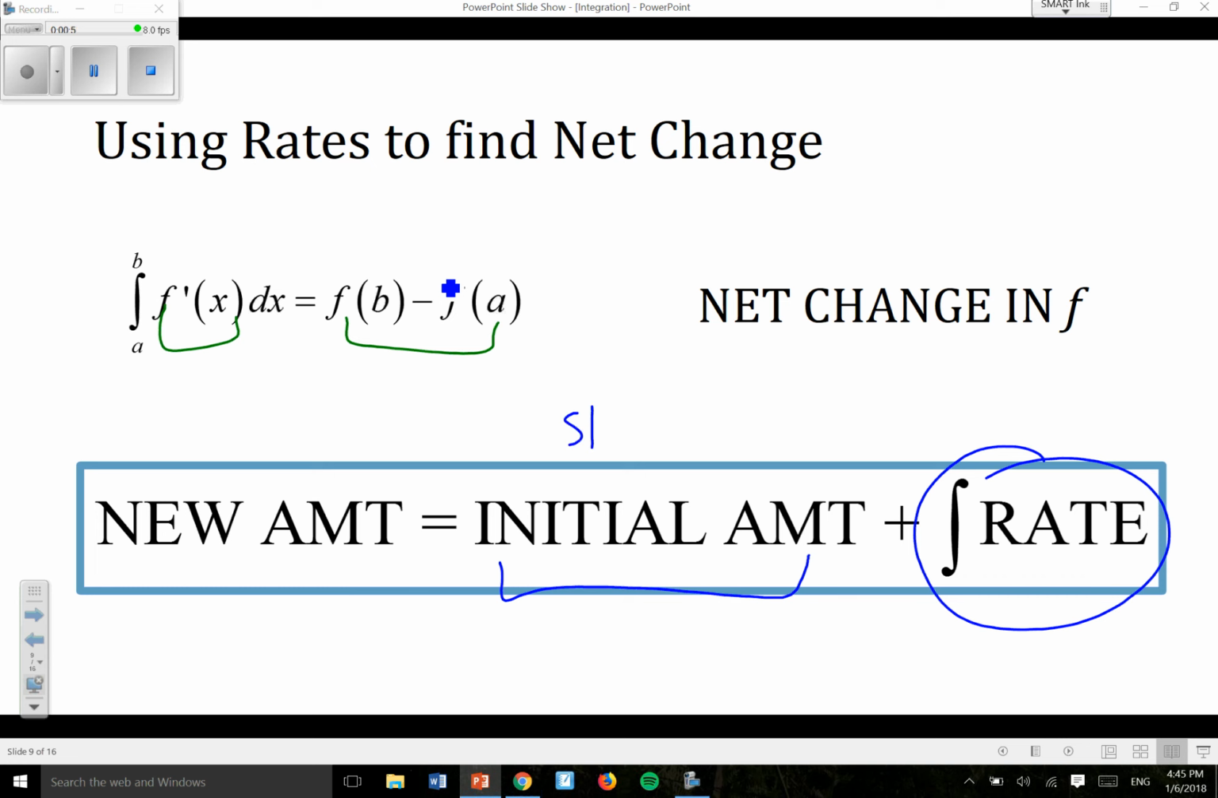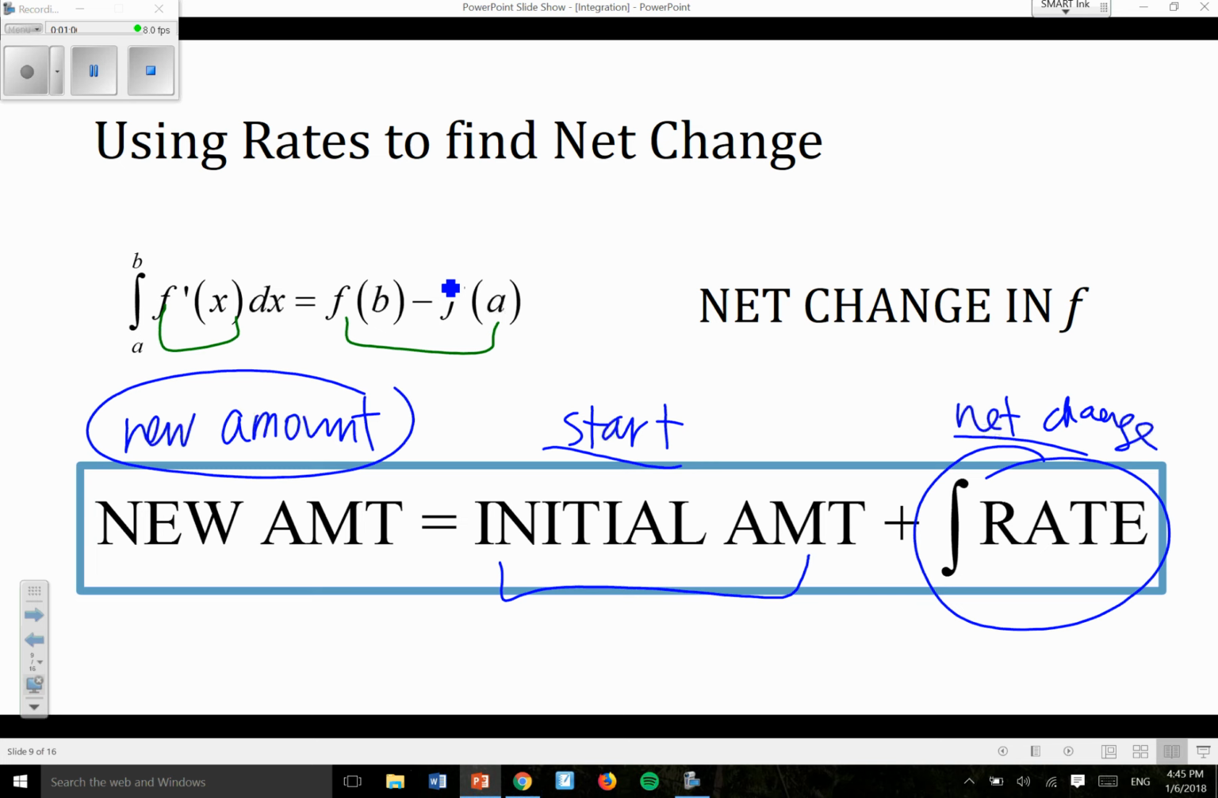This is where I started. This is my net change. This is the new amount. That's where I am now. That's where I started, that initial amount. I'm going to add the net change to get where I am now. We'll do that with an example problem.